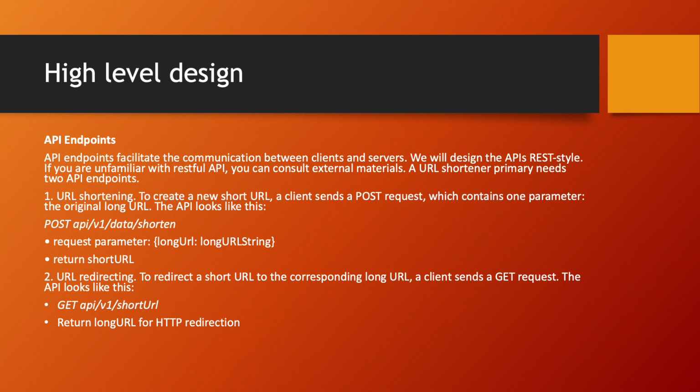So let's see what the high level design might look like. First we might agree on some core APIs. The API endpoints facilitate the communication between clients and servers. We'll design the APIs REST style. If you're unfamiliar with RESTful APIs, you should consult external materials. URL shortener primarily needs 2 API endpoints: URL shortening, that is to create new short URLs, and URL redirecting, that is to redirect a short URL to the corresponding long URL.